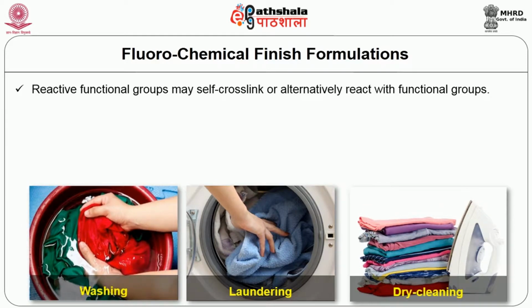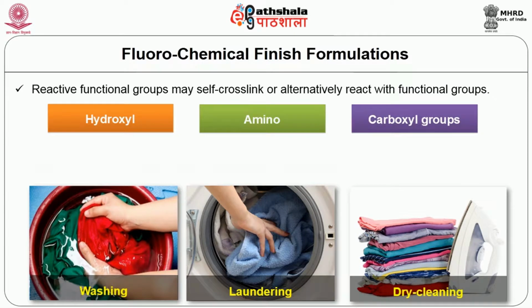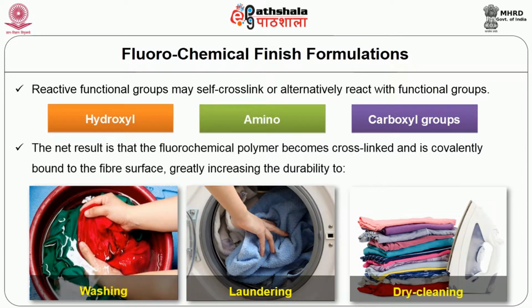Such reactive functional groups may self-cross-link or alternately react with functional groups such as hydroxyl, amino or carboxylic groups in the fiber surface. The net result is that the fluorochemical polymers become cross-linked and covalently bonded to the fiber surface, greatly increasing the durability to domestic washing, laundering and dry cleaning.